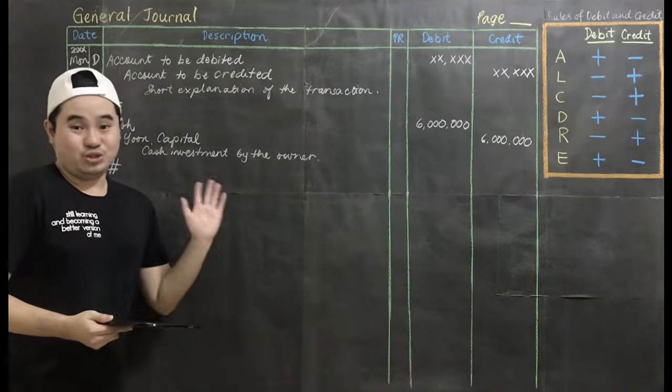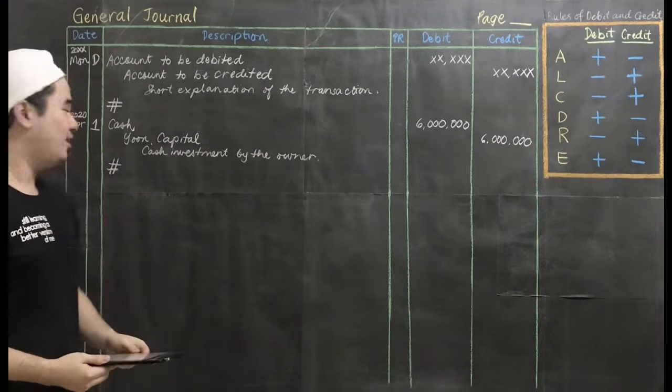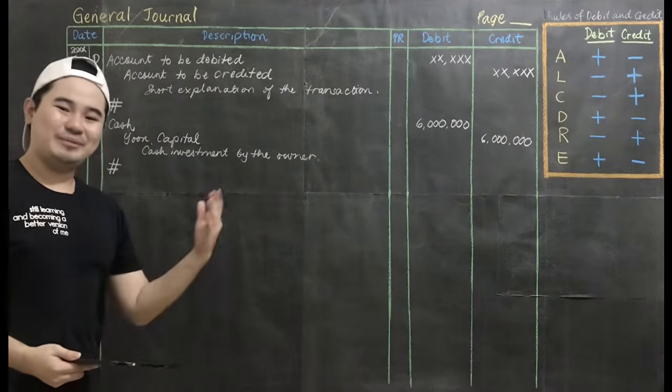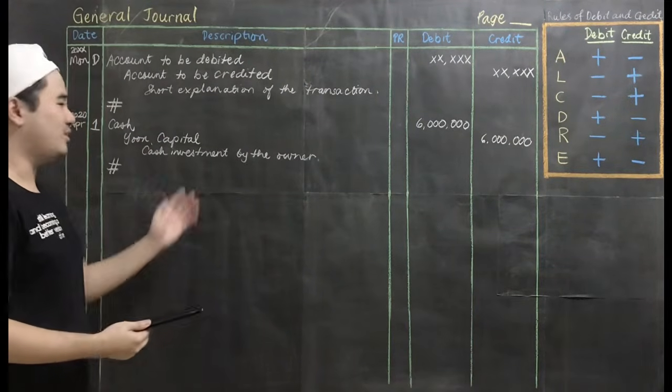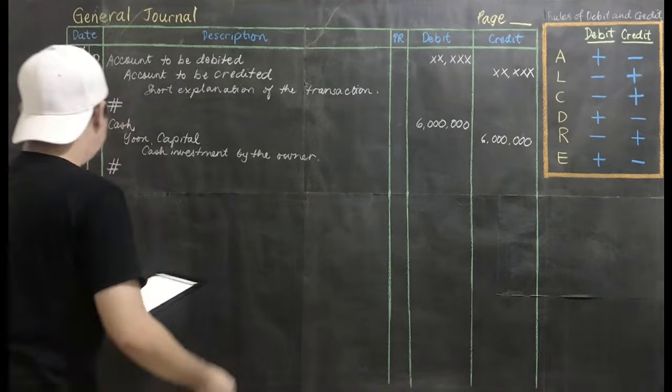Paano tayo nagbabasa ng journal entry? Ganito lang. Debit cash, 6 million. Credit, Yun Capital, 6 million. Ganun lang. Debit cash, 6 million. Credit, Yun Capital, 6 million. Tuloy natin.